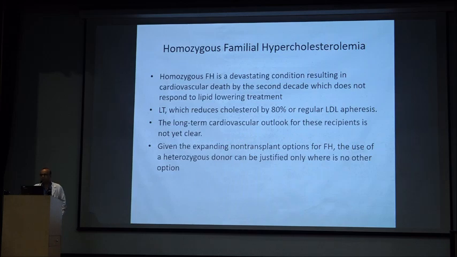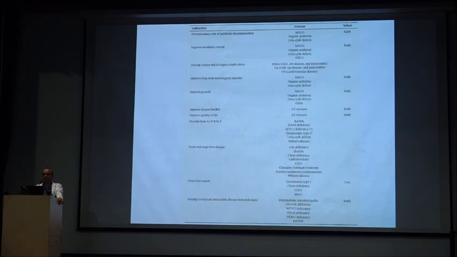Homozygous familial hypercholesterolemia is a devastating condition resulting in cardiovascular death by the second decade, which does not respond to lipid-lowering treatment. LT reduces cholesterol by 80%. The long-term cardiovascular outlook for these recipients is again not clear. With expanding non-transplant options for this disorder, the use of a heterozygous donor can be justified only where there is no other donor available, because it may not achieve the goal.